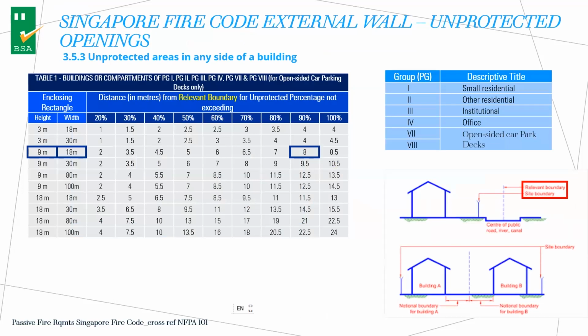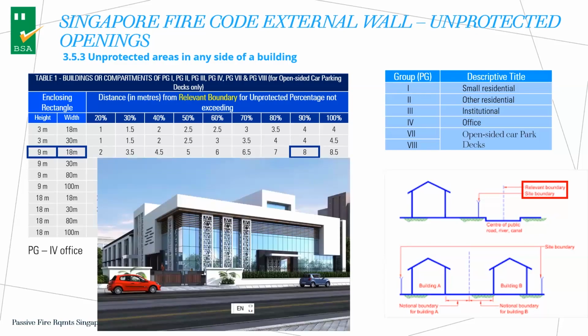You must have windows, you must have doors, you must have glass. So what percentage of your external wall is allowed to have unprotected opening? Unprotected opening means an ordinary glass or just an opening that has no fire resistance. There's a control in the fire code. An example is a building that is 9 meters high, 18 meters wide, and 8 meters away from the boundary. I'll give you an example.